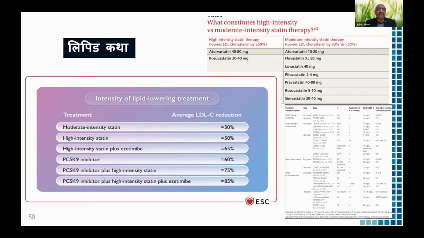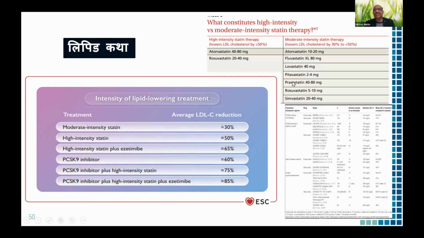Now, the next point is, after controlling the blood pressure, you also look at the lipids. We have in the market the moderate intensity statin, where we can have an average LDL-C reduction in the tune of 30%. We have high intensity statin that gives you a 50% reduction. Then the PCSK9 inhibitors, 60%, and PCSK9 inhibitors plus high intensity statin, 75%. And if you use PCSK9 inhibitors plus high intensity statin plus ezetimibe, it is 85%.